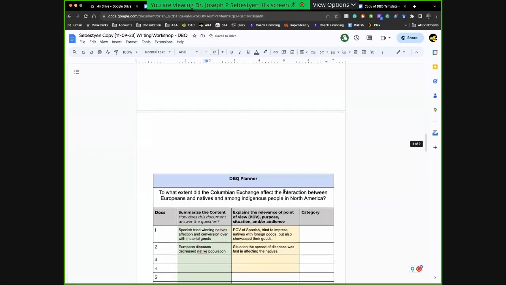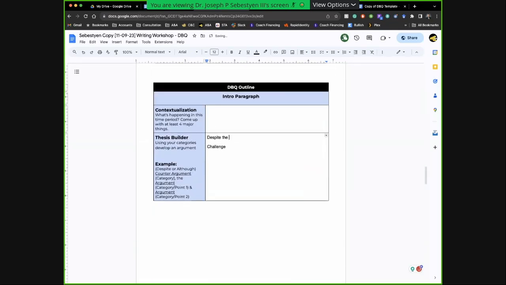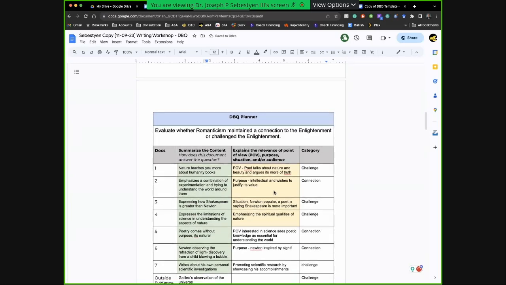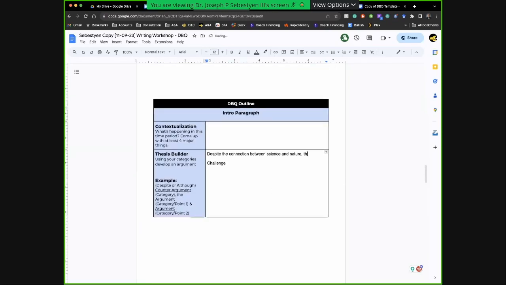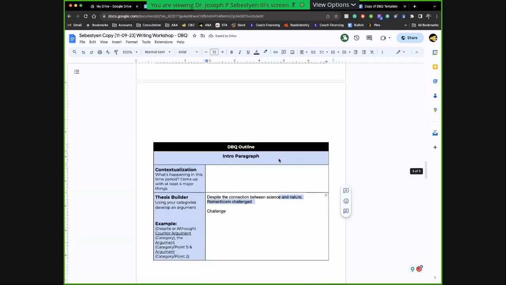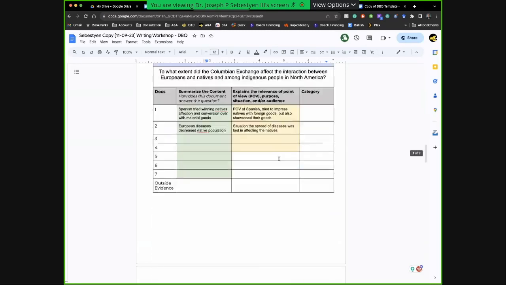Is it "despite"? Yeah, despite the connections between science and nature, right? Because the connection is the nuance. So despite the connection between science and nature, romanticism challenged, challenging, challenge the connection.